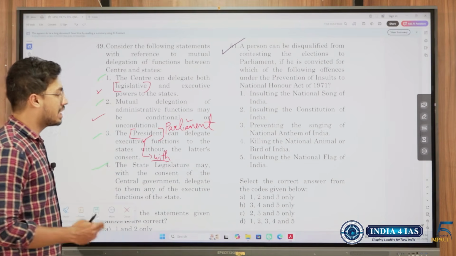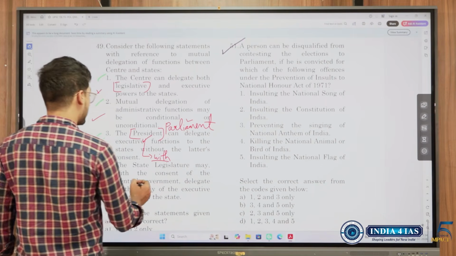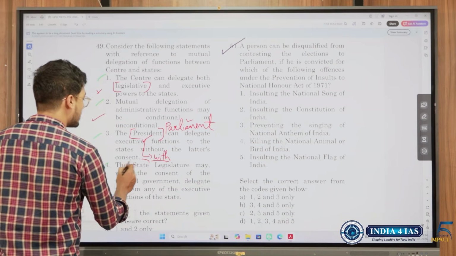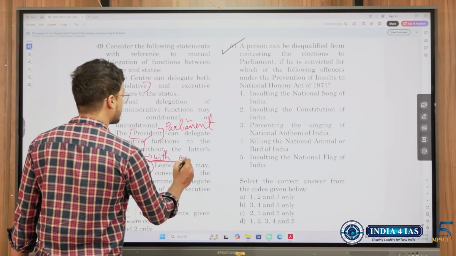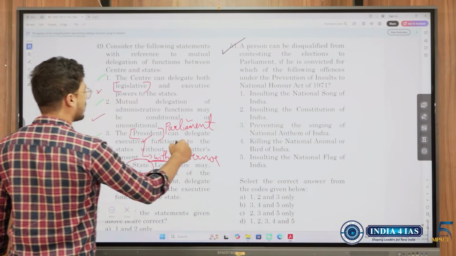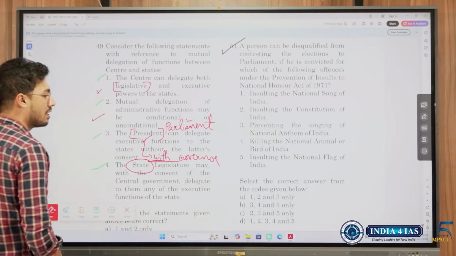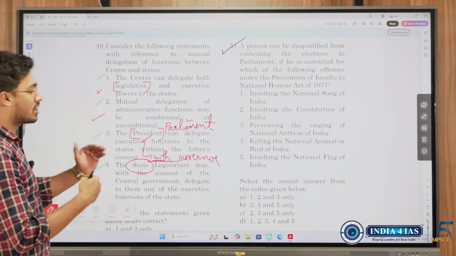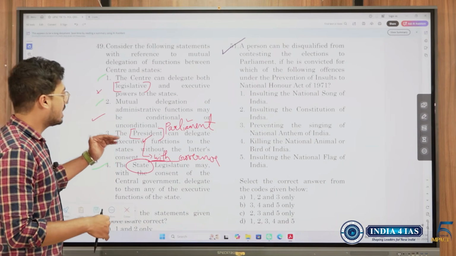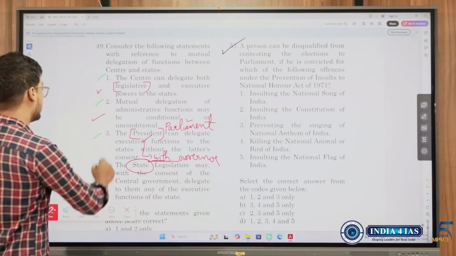So when it comes to delegation, here also parliament has more power compared to the state legislature. State legislature may, with the consent of the central government, delegate to them any of the governor functions. See, again, the one who changes is not the state legislature, it is the governor. See, here when the president comes, the state legislature comes; here when the governor comes, parliament comes. It is not state government, central government or governor parliament, governor president. It is state legislature, president or governor parliament. So it comes like this.